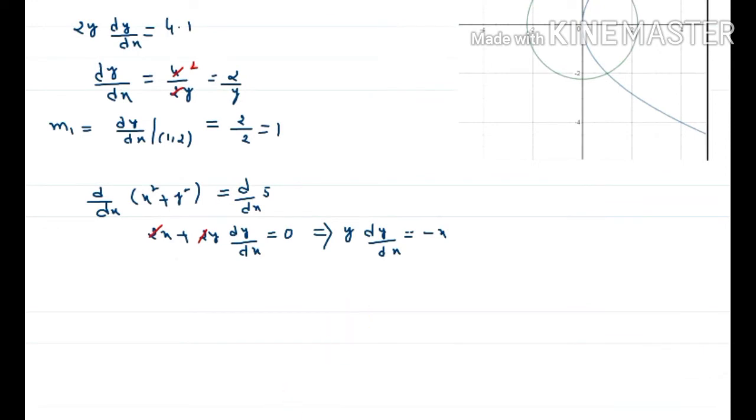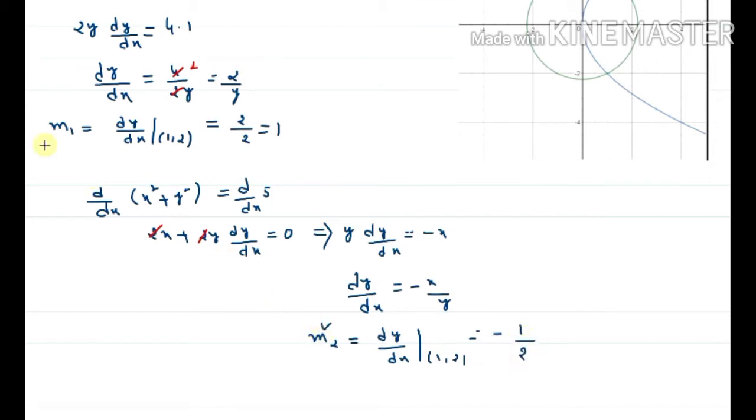Dy by dx is equal to minus x by y. So m2 is equal to dy by dx at the point 1 comma 2. Here x is equal to 1 and y is equal to 2.